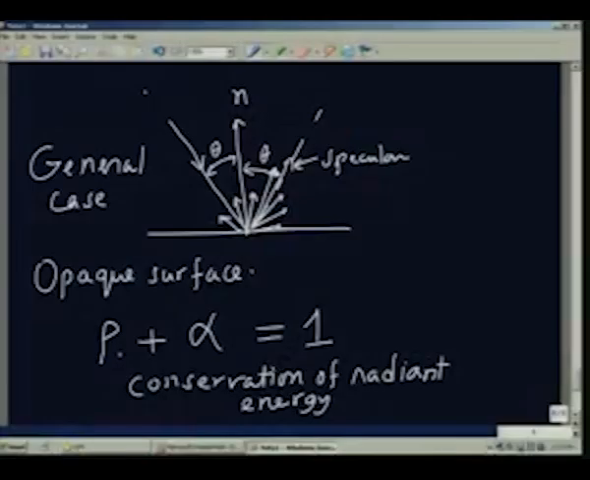Now, what it means is that I need not measure both rho and alpha separately. If you measure one, the other one can be estimated, because it is nothing but 1 minus alpha. Of course, this statement is somewhat loose, because there is a directionality and there is also dependence on wavelength. Therefore, if you want, you can say rho lambda plus alpha lambda equals 1 for a given wavelength, and that is slightly better than what I said earlier.